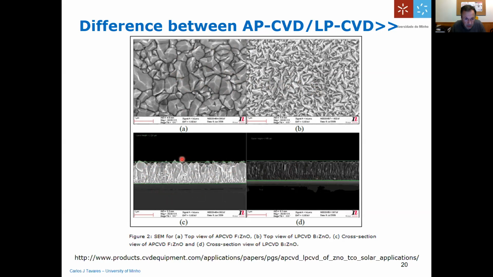You can see that the atmospheric process generates rougher films. So you will have larger crystals, okay, with a more three-dimensional growth, with varying size of grains. You can see small grains, big grains, etc. So this will give a very rough surface. Okay.